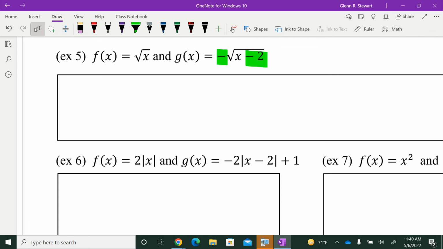On 5, what does a negative outside mean? Justin? Reflection of the x-axis. Good. Okay, reflection on the x-axis. And then the minus 2 on the inside? Shift down 2. Not down. Oh, sorry, shift right 2. Shift right 2. Good.